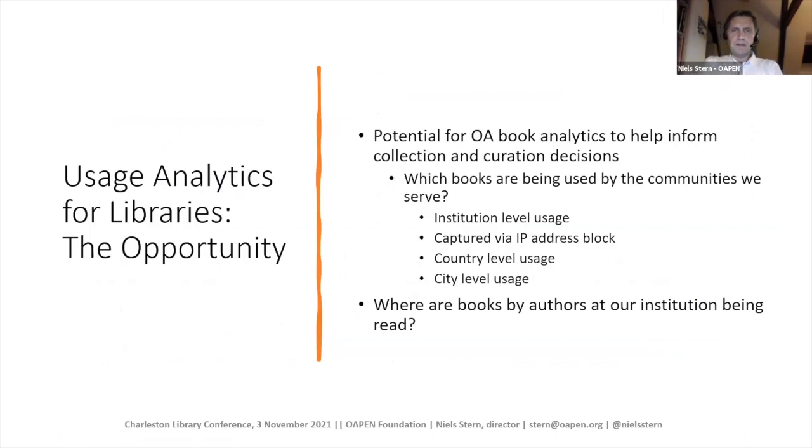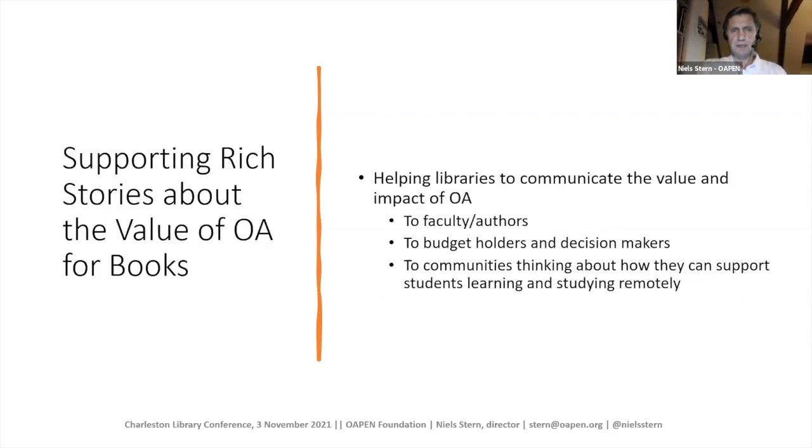Now, all of this, in our view, holds a lot of potential, OA book analytics, to help inform collection and curation decisions. And we want to know more, of course, also about what kind of usage we see at the institutional level, which could be captured through IP addresses, of course, but also at the country level and the city level, and also where the books by authors at any given institutions are being read. So there's quite a lot of potential as we see it.